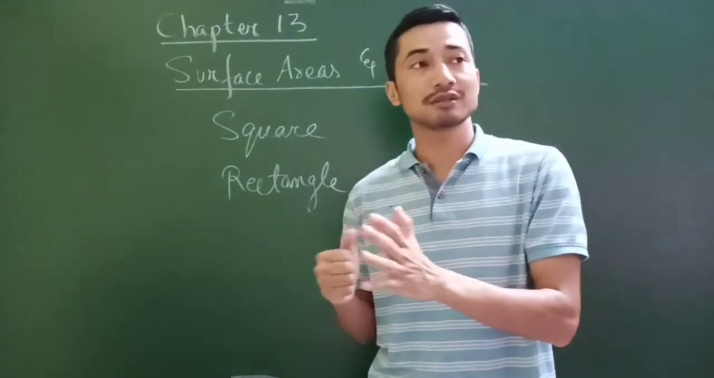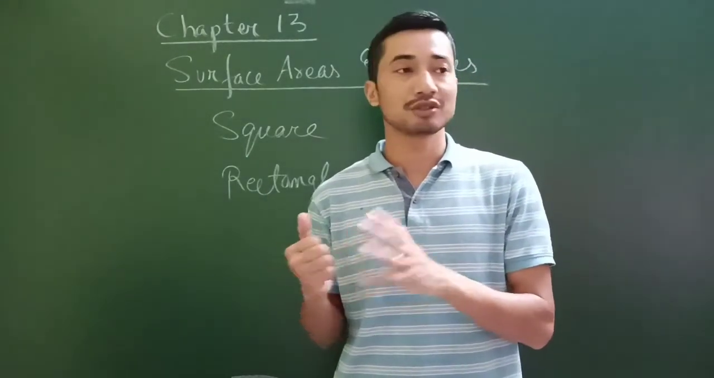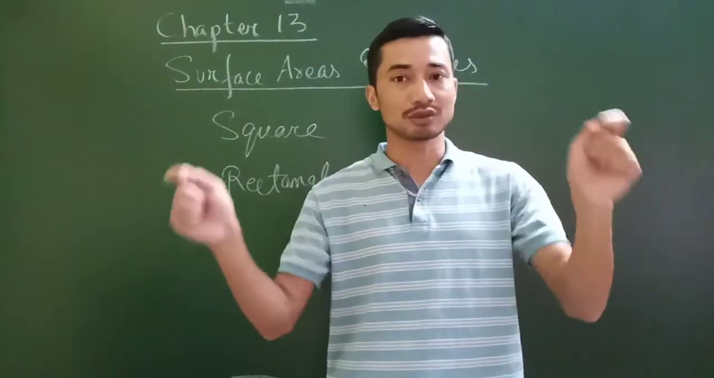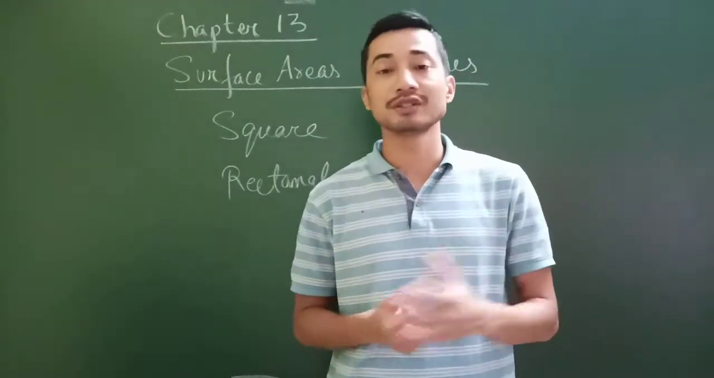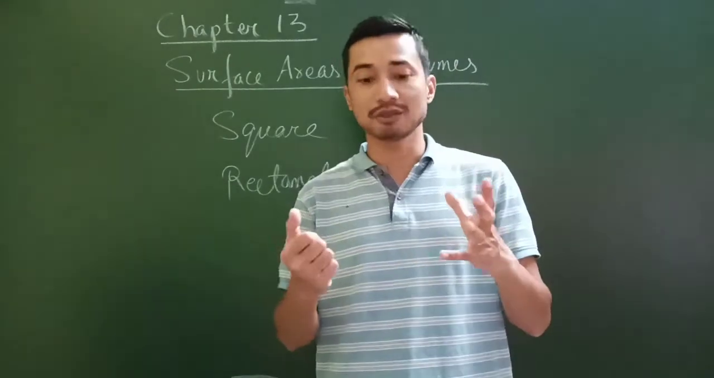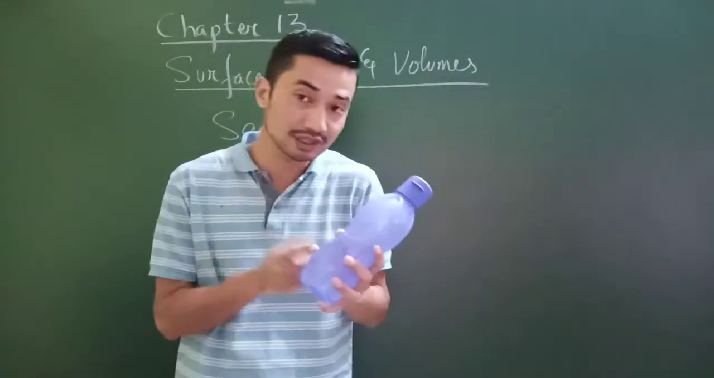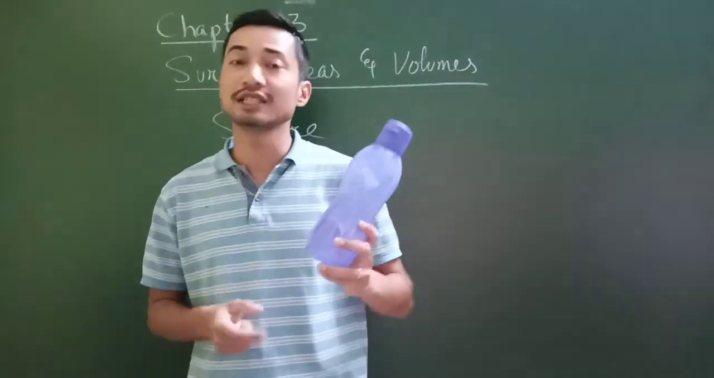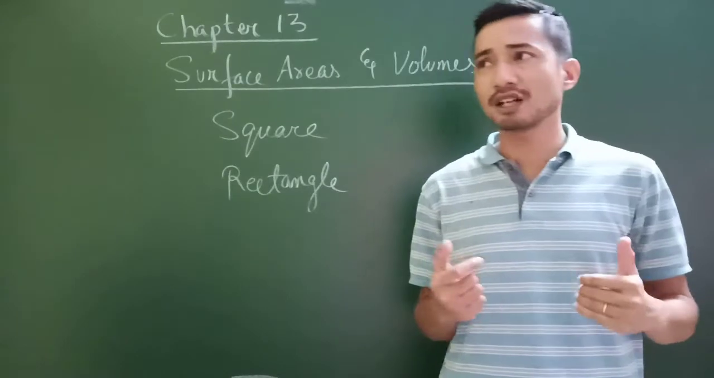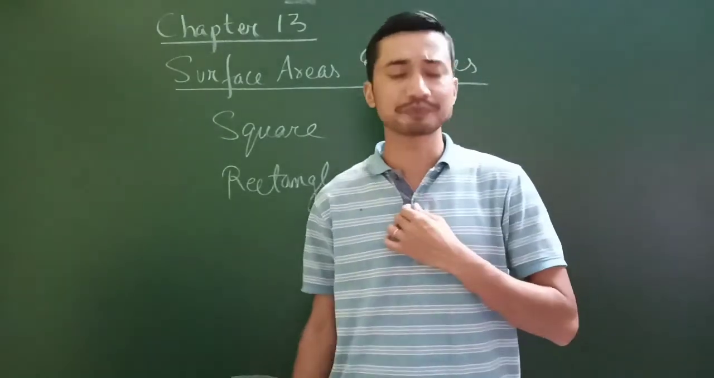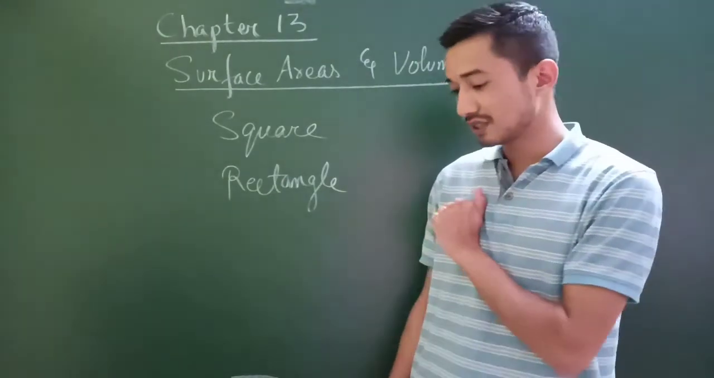Before that, some of the terms that we learned: perimeter, surface areas, volumes. So perimeter means the total length of the boundary. Area means the space occupied, and volume means the capacity. For example, this water bottle is 1 liter, so the capacity of this water bottle, the volume, is 1 liter. So capacity, that's the volume. In this chapter, regarding perimeter, we studied it in the previous chapter, chapter 12. Here we're going to study surface areas and volumes.